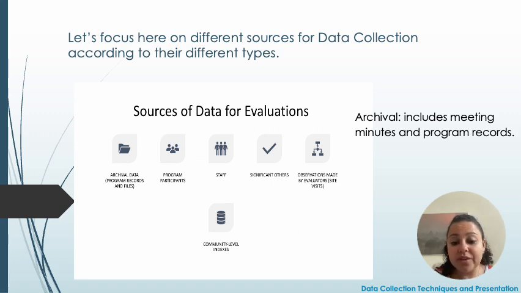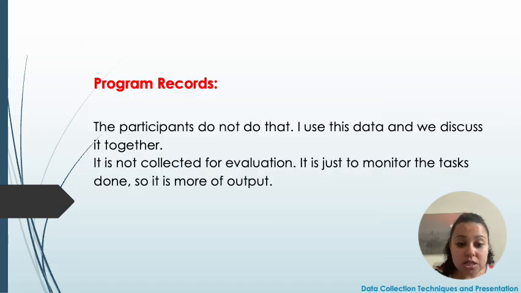So this can give us clear information about the indicators we want to get and write at the beginning of the project. Program records: the participants do not do that. I use this data and we discuss it together. It is not collected for evaluation. It is just to monitor the tasks done, and how we are doing it is not at this level yet. We just would like to know some records.